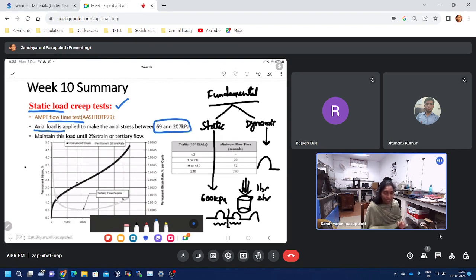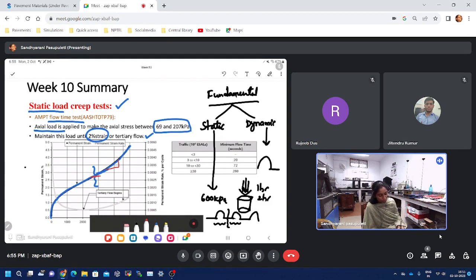So when is the end criteria? If I apply, let us say, 69 kilopascals, when should I actually stop the experiment? The code suggests that whenever the tertiary flow is reached or 2% strain. What is the tertiary flow? Let us say there is an increase in the permanent strain, which is nothing but the rut depth. It will increase. You can see the slope will be very high. This is having a higher slope. That means a progressive increase in the rut depth.